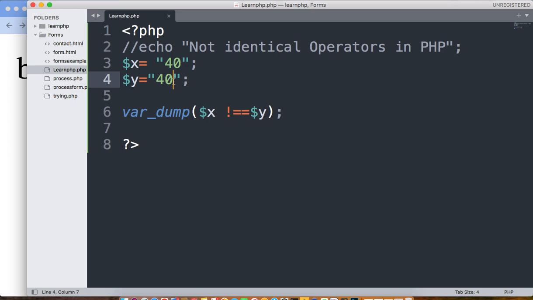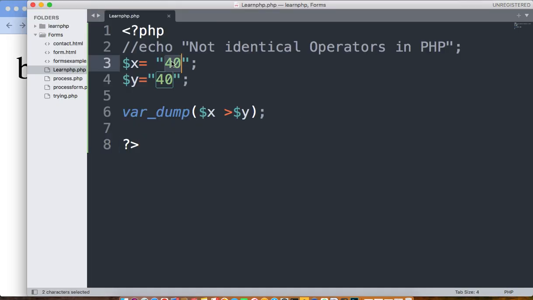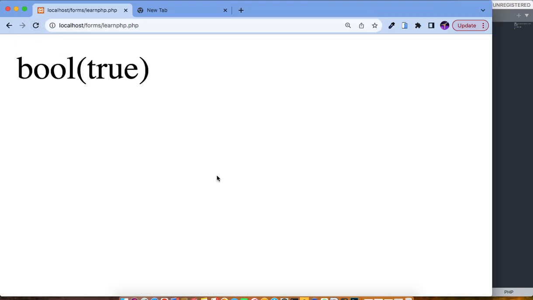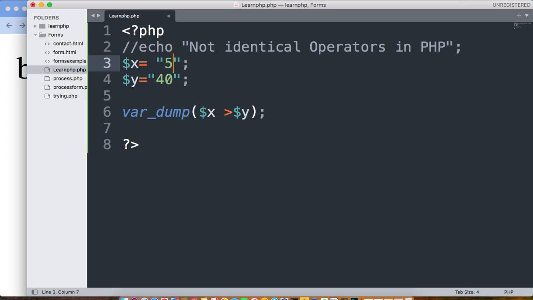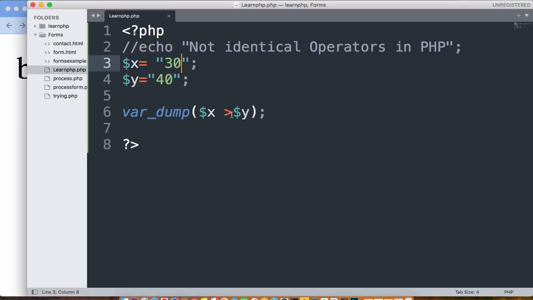The next one we are going to look at is greater than. Which is that one we all of us know, that if x is greater than y, what does it do? It's going to return true if x is greater than y. Otherwise, it returns false. So if we put 50 here, it returns true because it is greater than. So if it is 30, it's going to return false because x is not greater than y.